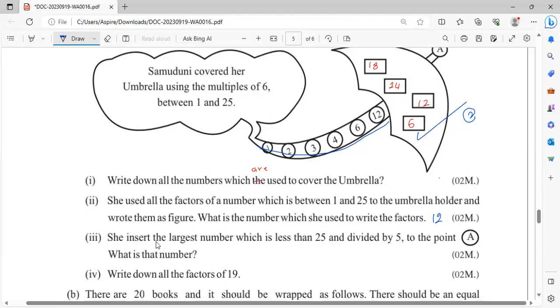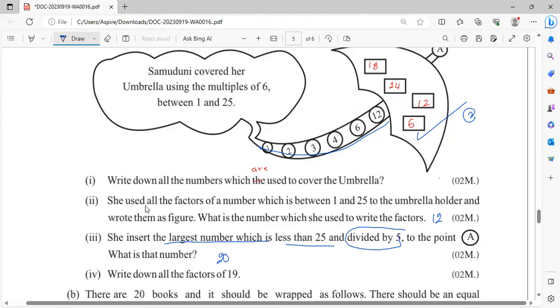Yes, the largest number which is less than 25. 25ට අඩු විශාලම සංඛ්‍යාව මොකක්ද? 5න් බෙදෙන. That is 20. Very good. It is 20.